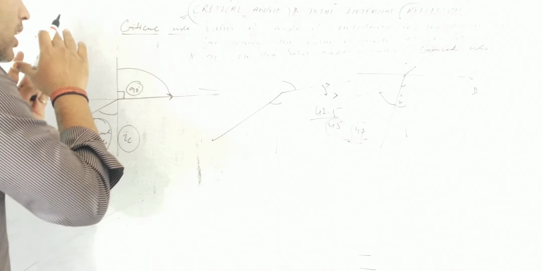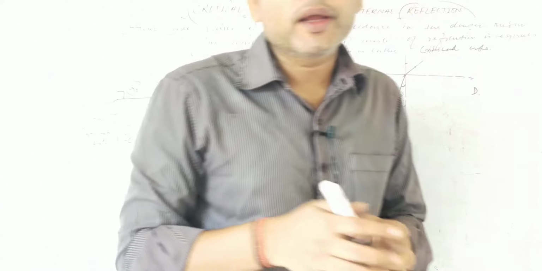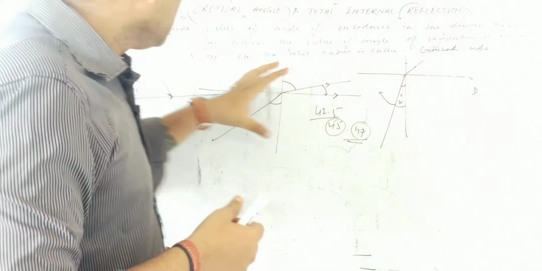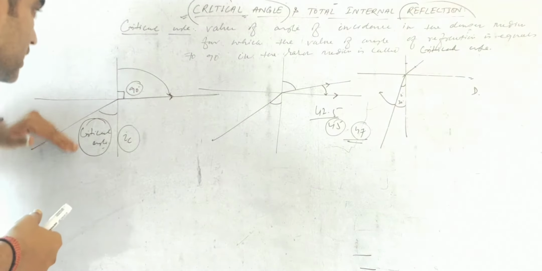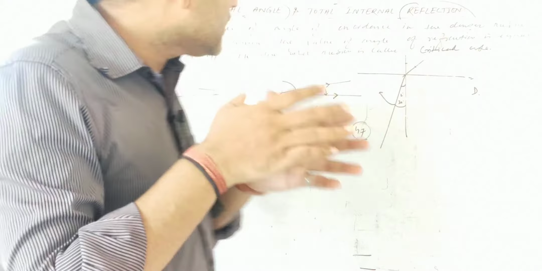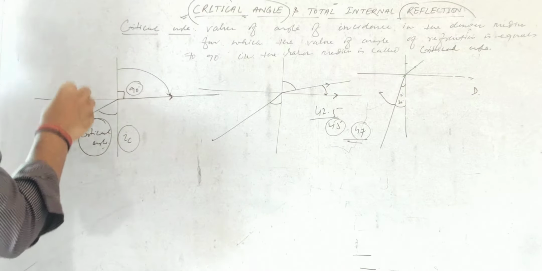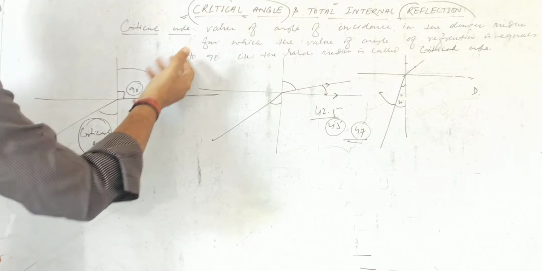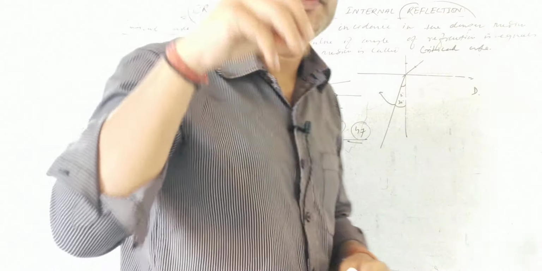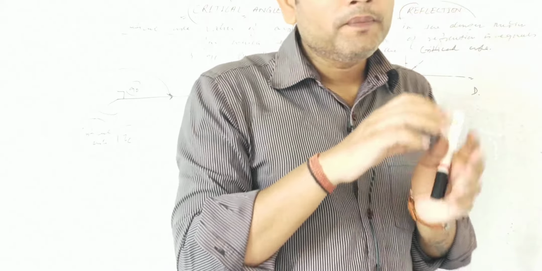So critical angle understood. In order to get the critical angle, what are the conditions required? The first condition is that the light must travel from the denser medium to the rarer medium, and the angle of refraction must be equal to 90 degrees. Then there will be the critical angle.